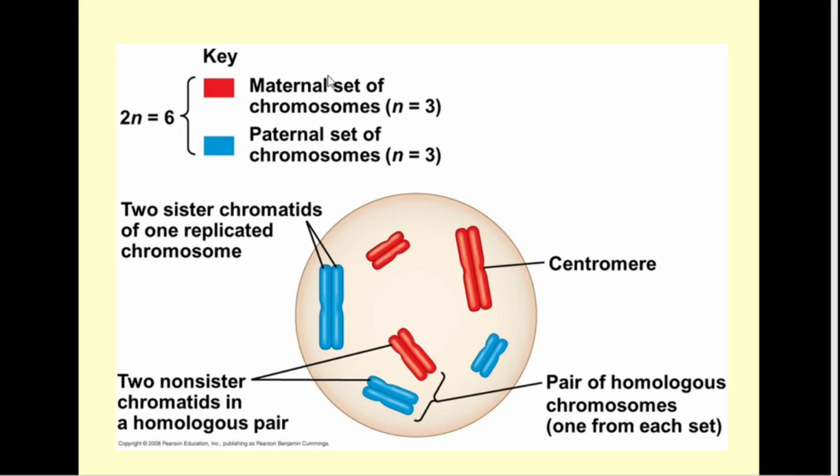But because we get one set from the mother and one set from the father, the maternal set of chromosomes, N equals 3, the paternal set of chromosomes from the male, N equals 3, and then we join those together in the somatic cells, and we would write it like this. We would say that 2N equals 6. So one set is 3, another set is 3. Together, we would say that 2N is 6.